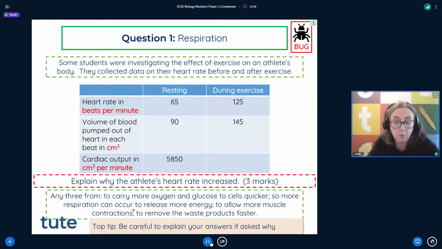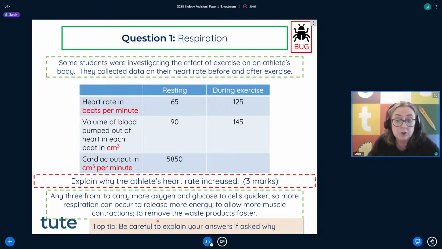So you're saying why and what effect that'll have, or to allow more muscle contractions, because obviously if you're doing exercise, your muscles are contracting. The more you do, the more contractions your muscles are going to have to do. They need energy for each and every one of those contractions.